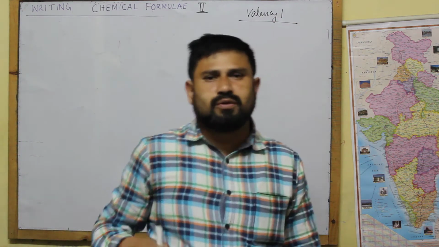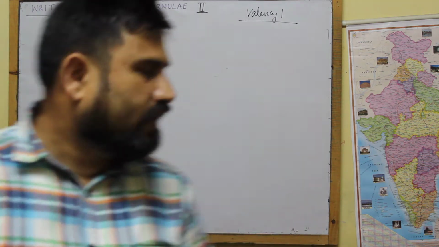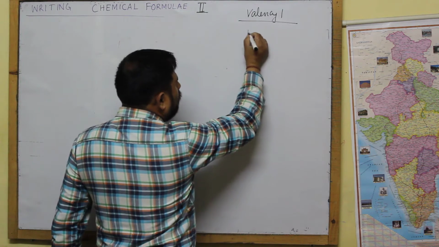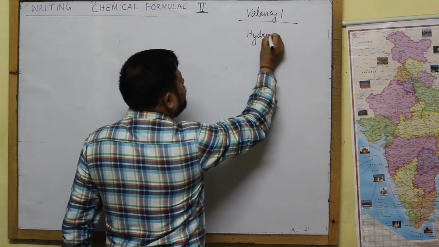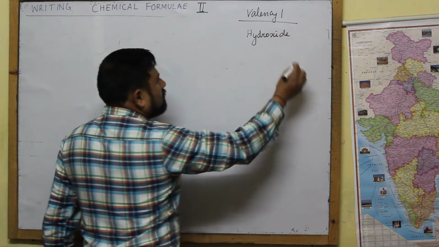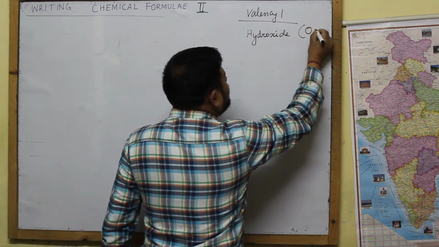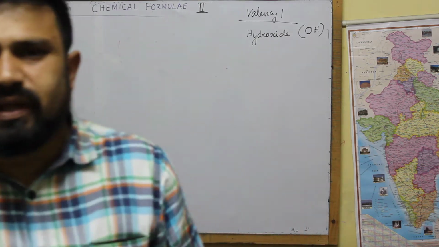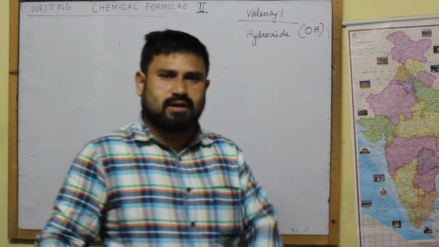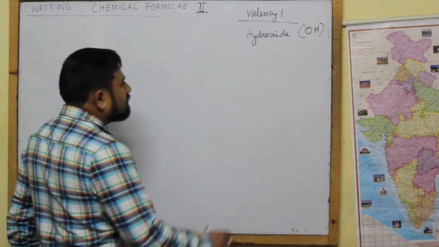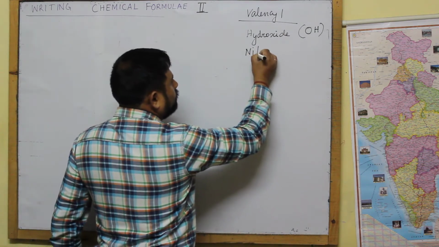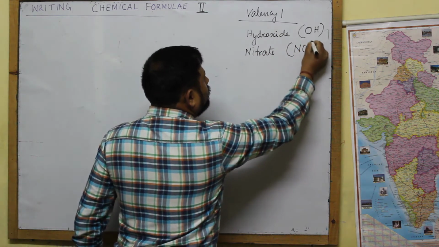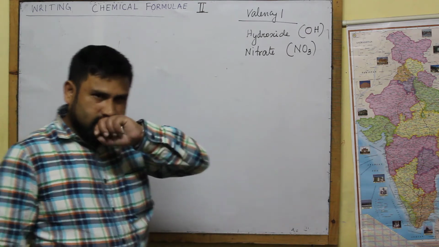the two compounds which will fall under valency 1 are, one will be hydroxide. What is the symbol for hydroxide? Hydroxide is OH. Whenever OH is written, immediately you think we are talking about hydroxide. Next can be nitrate. Nitrate is NO3. So this one also has a valency 1.